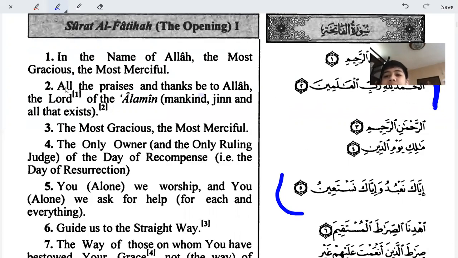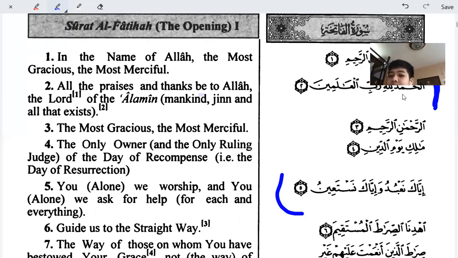Okay. Now we will learn the meaning of this. All the praise and thanks be to Allah, the Lord of the Alameen, mankind, jinn, and all that exist. The most gracious, the most merciful, the only owner and the only ruling judge of the day of recompense, i.e. the day of resurrection. You alone we worship, and you alone we ask for help for each and everything.